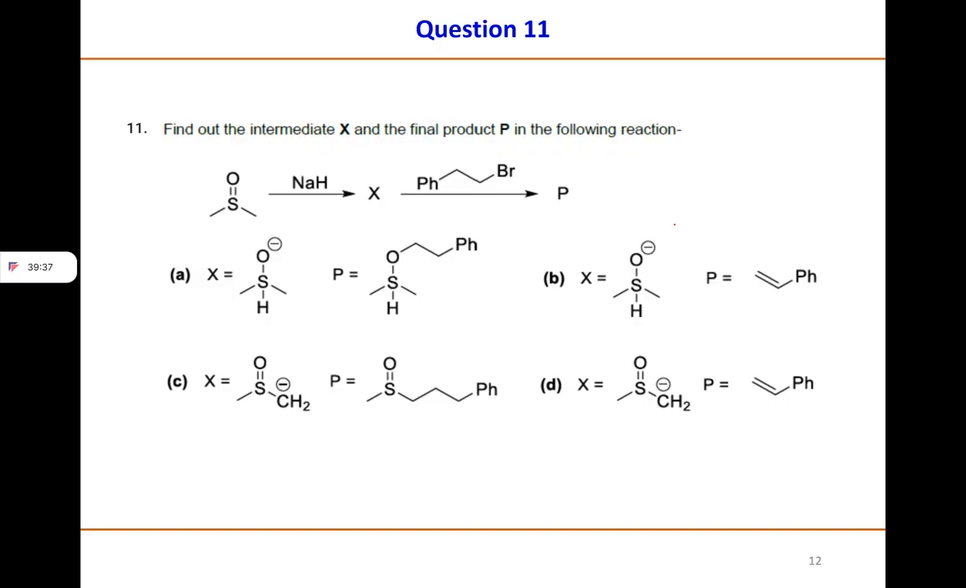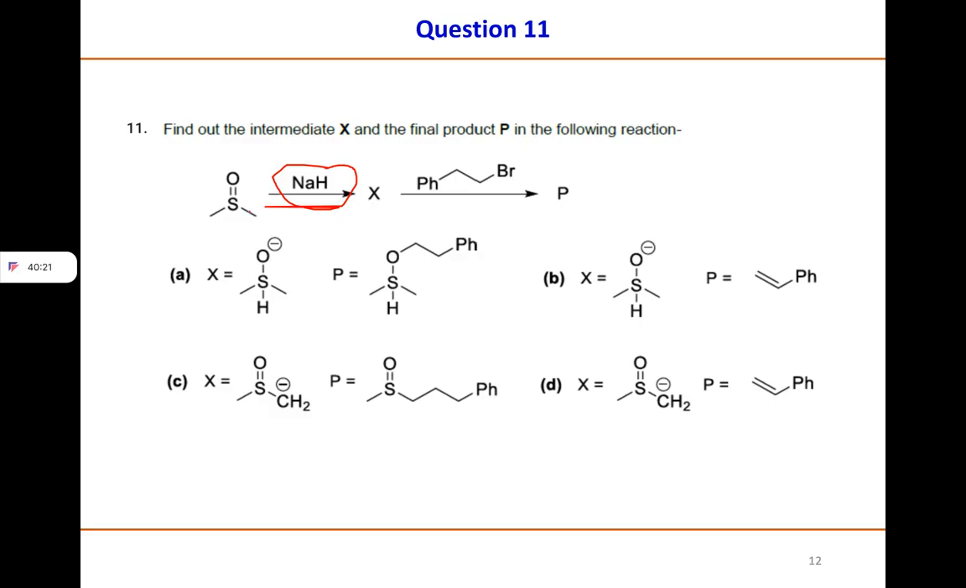Okay, next question is, find out the intermediate X and the final product P in the following reaction. Here we can see that we have sulfoxide, right? In this case, we have sodium hydride base. Because sodium hydride is a very strong base, it can abstract the proton. It will not act as a nucleophile, so it will act as a base. A base will always abstract the proton.